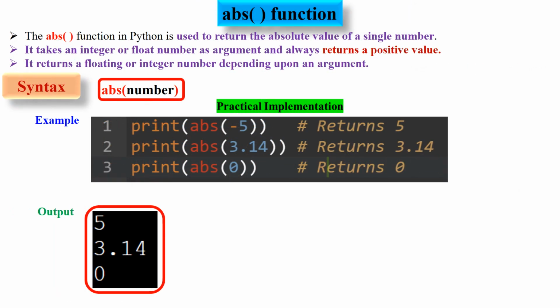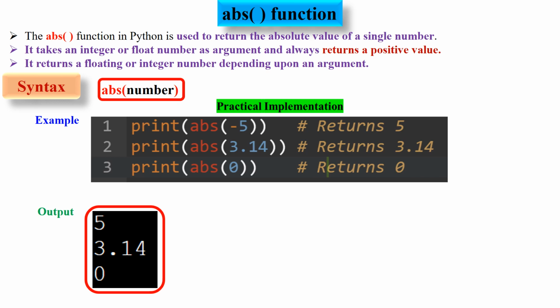The abs function in Python is used to return the absolute value of a single number. It takes an integer or float number as argument and always returns a positive value. It returns a floating or integer number depending upon the argument. Syntax is abs(number). The number parameter can be any numeric value, such as an integer or a floating point number.